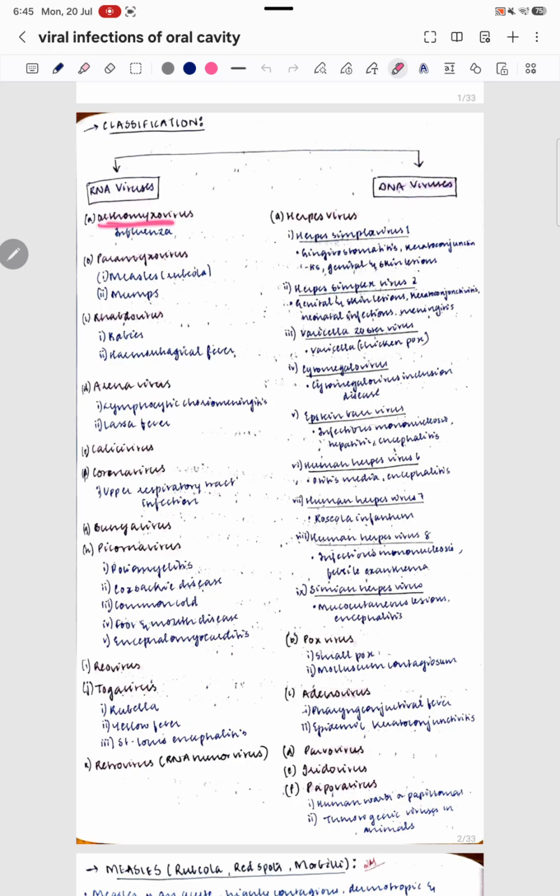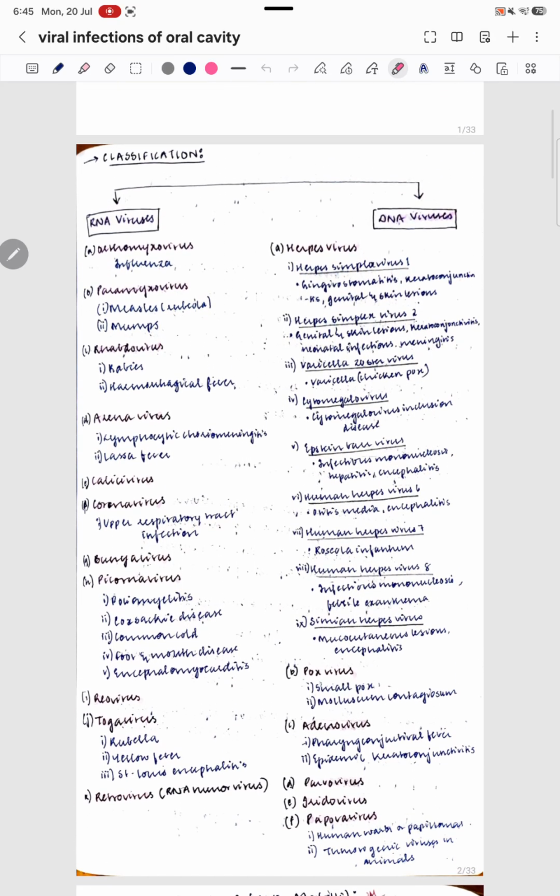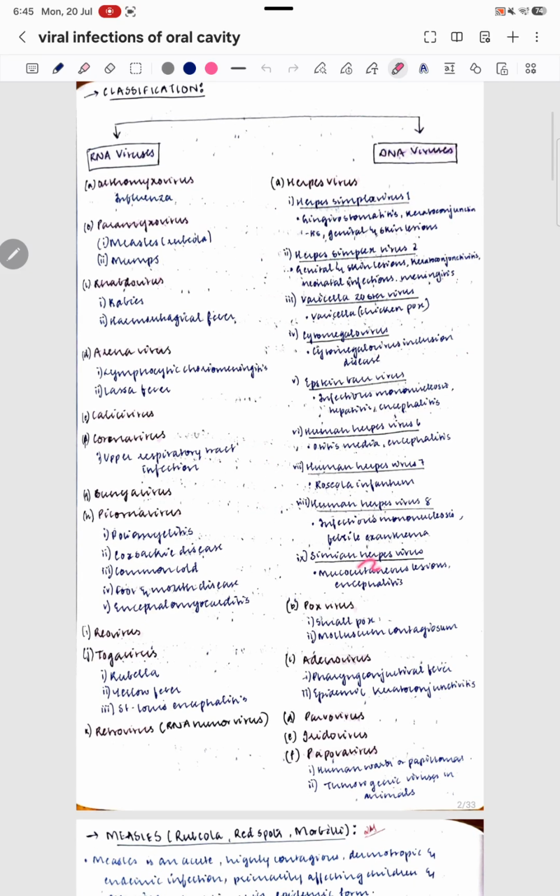In that you have orthomyxovirus, paramyxovirus, and herpes virus. These three are mainly what you need to remember. That is your classification. In orthomyxovirus, you have influenza. In herpes virus, you have herpes 1 and 2, varicella zoster and cytomegalovirus. See, these names are easy to remember, right? Then you have Epstein-Barr virus as well, and human herpes virus 6, 7, 8.